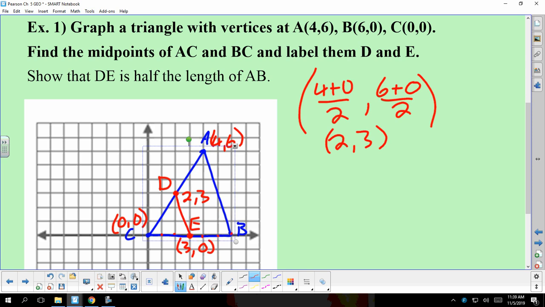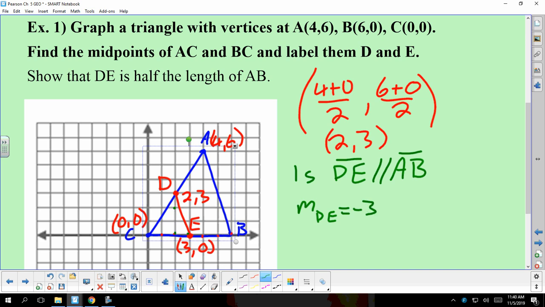So first, let's check the first part of it. Let's check the slopes. Let's ask ourselves this question: is DE parallel to AB? So first, let's just count rise over run. The slope of DE equals, you go down 1, 2, 3 over 1, negative 3 over 1, which is negative 3.